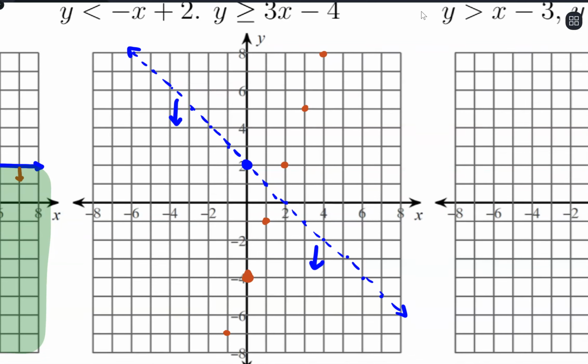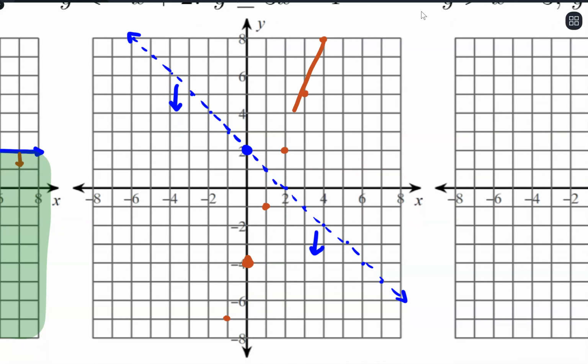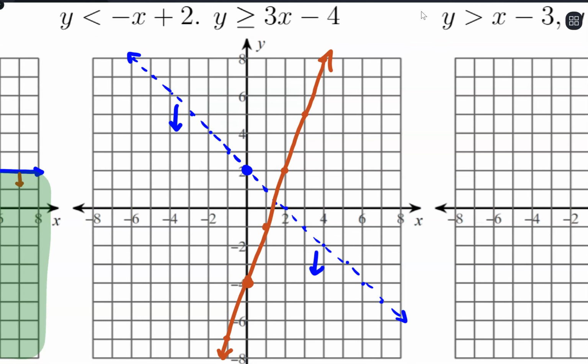And let's see, we're going to use a solid line for that one. Ooh, if I can draw a straight line. All right. Straight-ish line. And let's see, we want more than or equal to that. So with that, we want to be shading above.